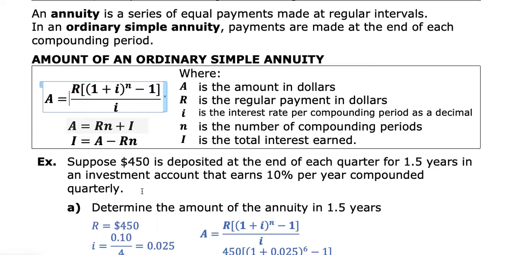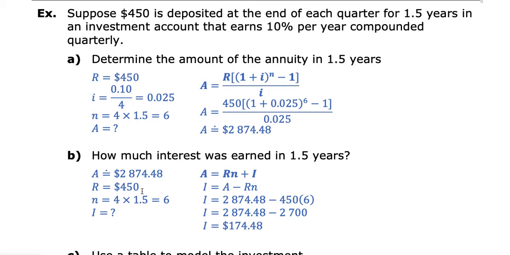All right, so let's take a look at an example. Suppose $450 is deposited at the end of each quarter for 1.5 years in an investment account that earns 10% per year compounded quarterly. Determine the amount of the annuity in 1.5 years. So we know that this is an annuity because $450 is deposited regularly at the end of each quarter. So it's not all at once. And for that reason, the interest seems to be growing very slowly at first because there's very little money deposited in the account and earning interest. As each term goes by, more deposits are accumulating and therefore more interest is accumulating.